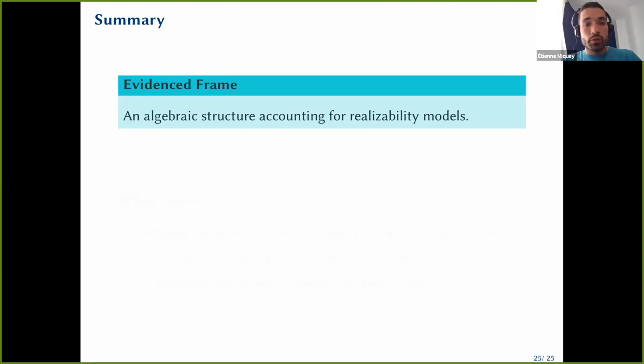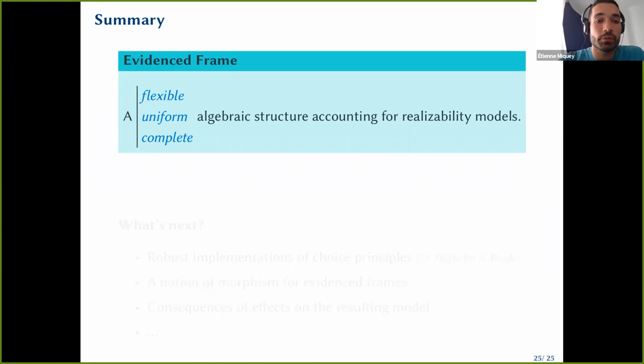So to conclude, I showed you how we define an algebraic structure, which we call the evidence frame, that accounts for realizability models. But it's not only one new algebraic structure, it's a structure which is particularly flexible in that it takes into account several effects. It's uniform in the sense that we know how to define a tripos and then a model in a uniform way from that structure. And it's complete with respect to what existed before, whether it be the triposes or the implicative algebras.